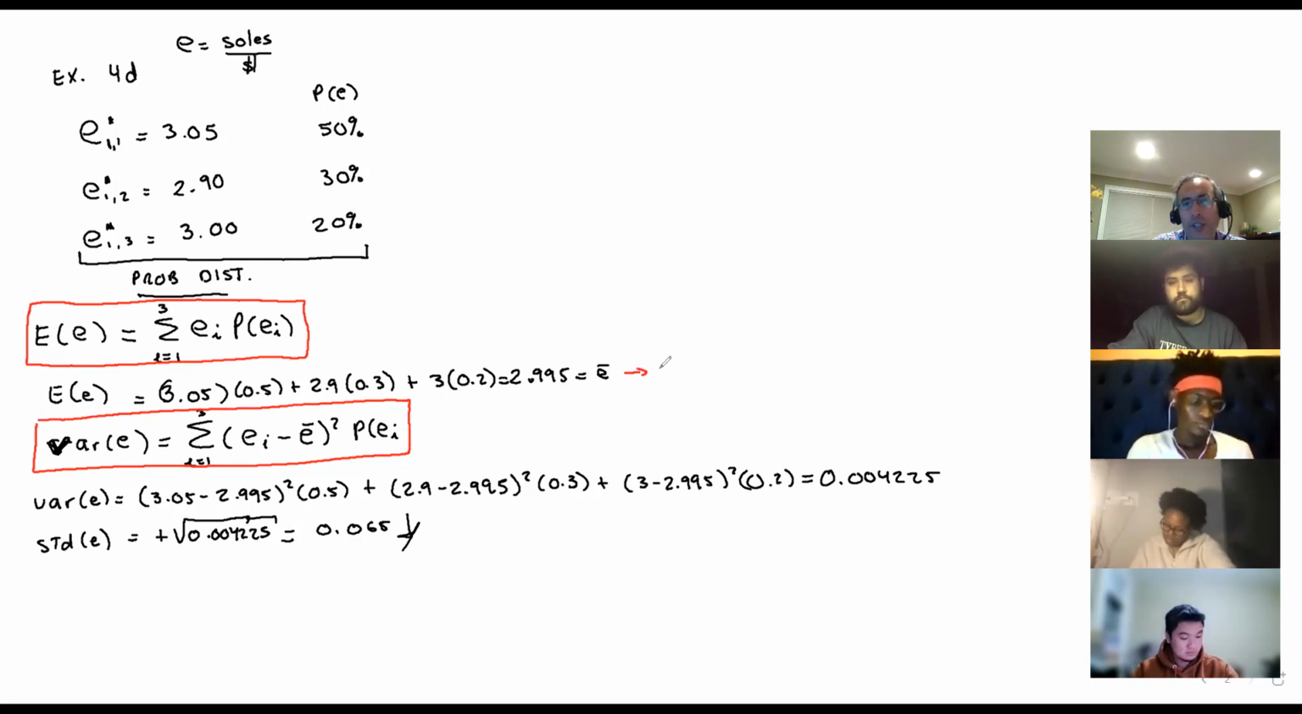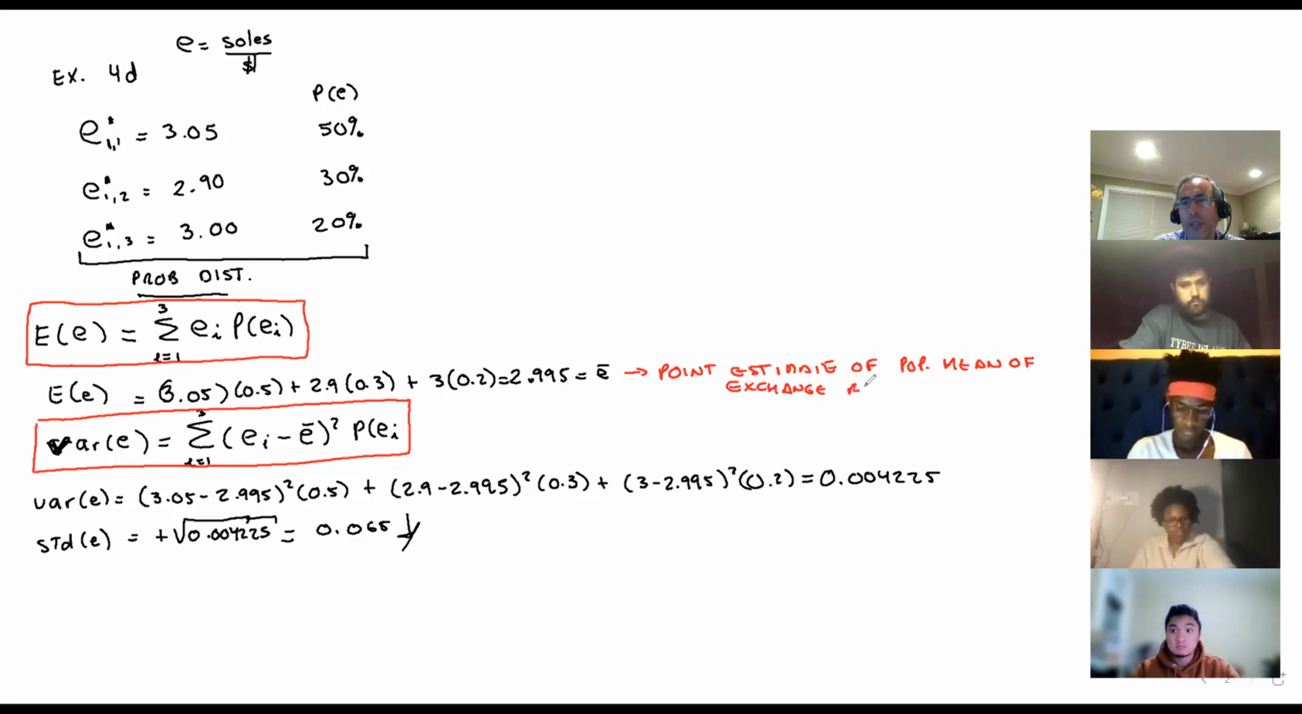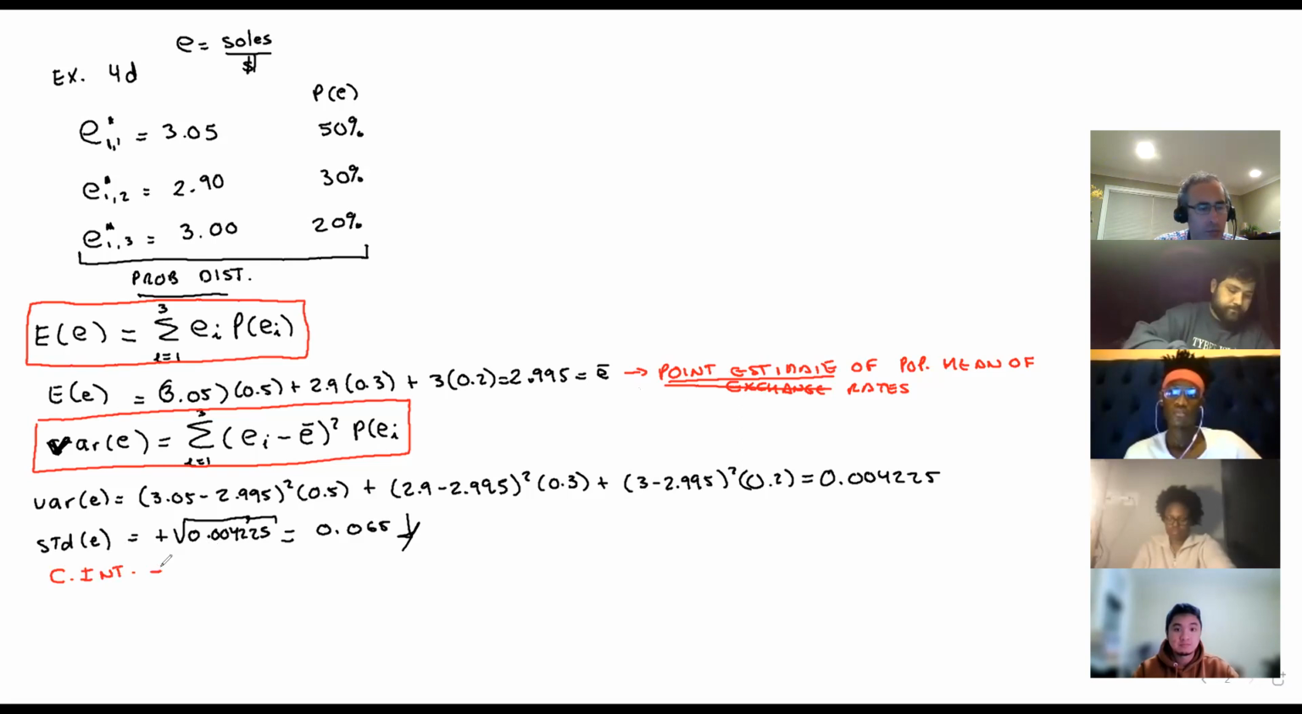So guys, this one here is my point estimate of, let's call it, the population mean of the exchange rate. Do you agree? Okay, so remember, the confidence level of a point estimate is equal to what? It is 0. So we don't want that. What we need to create is a confidence interval. Let me assume a 90% confidence level.